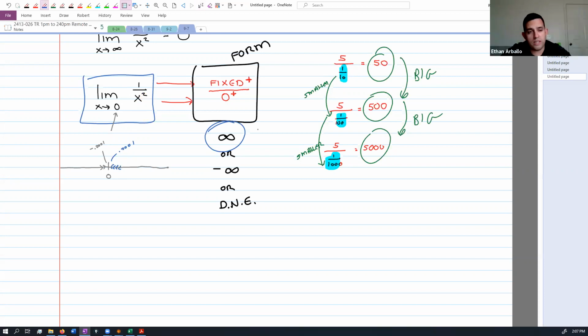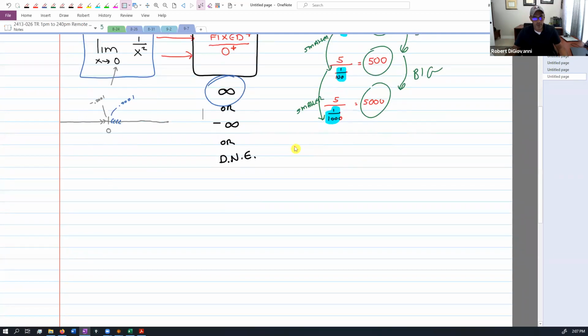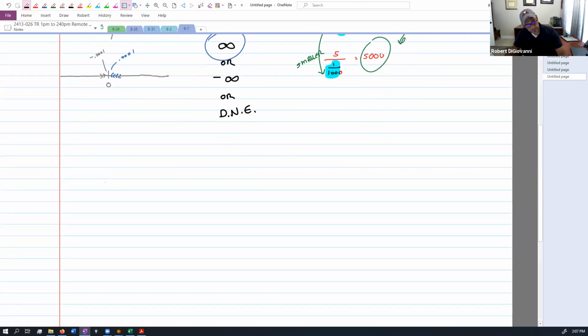So if this was 1 over x cubed, this would be something different. Let's do that. Okay, let's do 1 over x cubed because it's not going to give you the same answer. So let's do the limit as x approaches 0. This time I'm going to come in from one side at a time of 1 over x cubed.